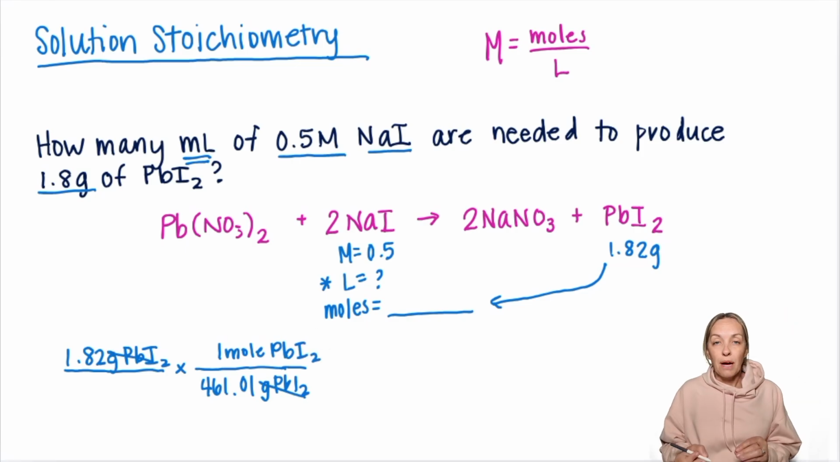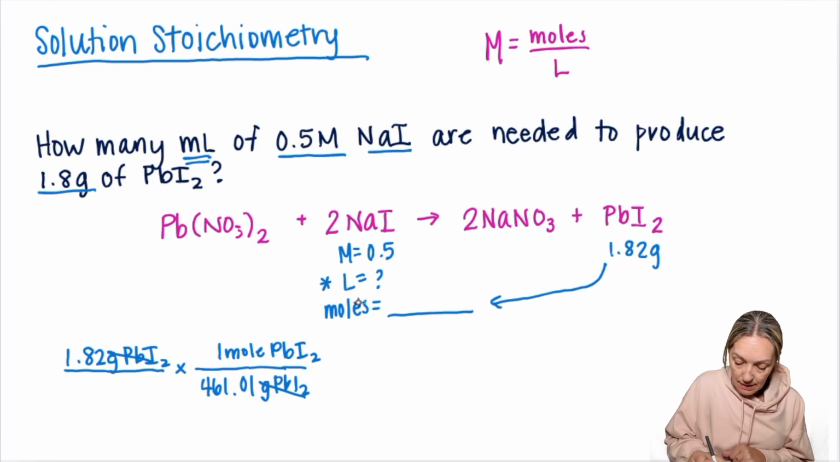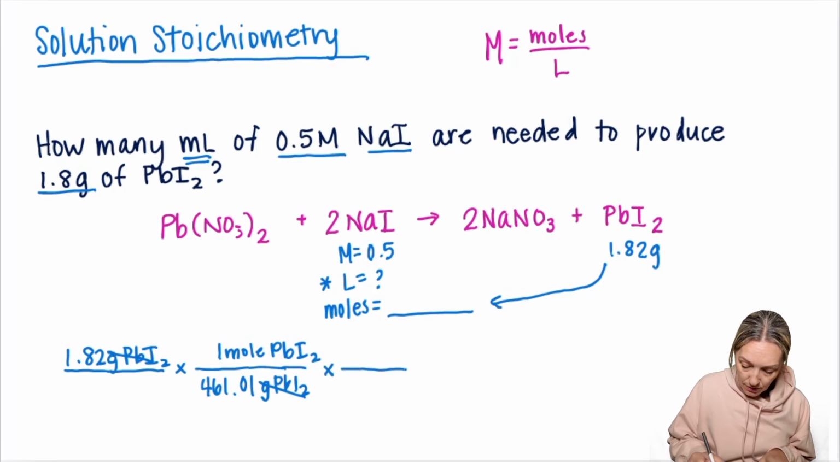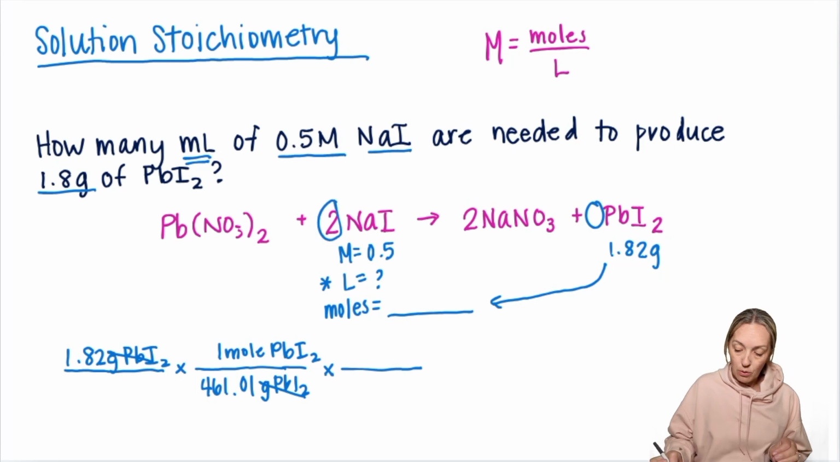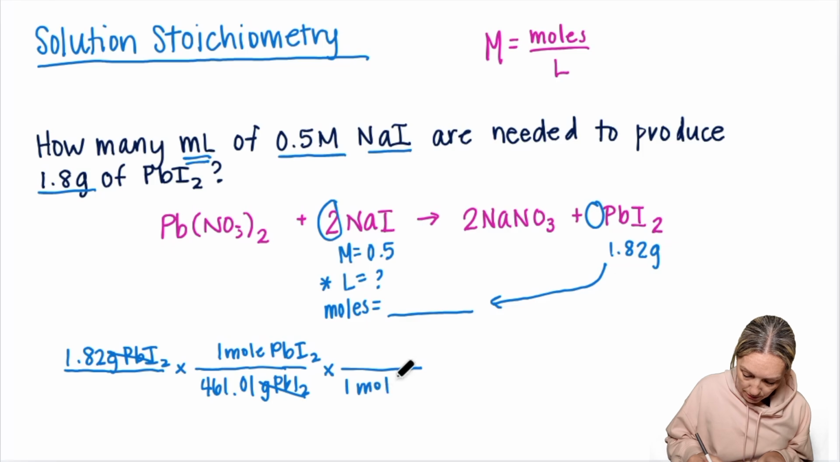Now, if I stop the problem here, I have moles of PbI2. But remember that my ultimate goal here is to get moles of NaI. So I'm going to have to go one step further and use the mole ratio. According to the balanced equation, the mole ratio is 1 to 2. So for every 1 mole of PbI2, I need 2 moles of NaI.